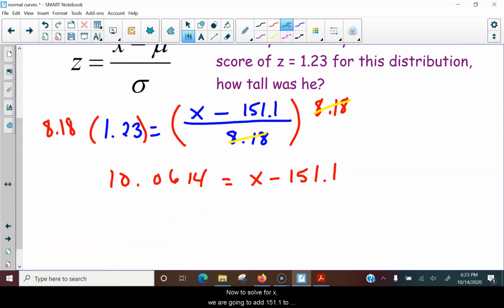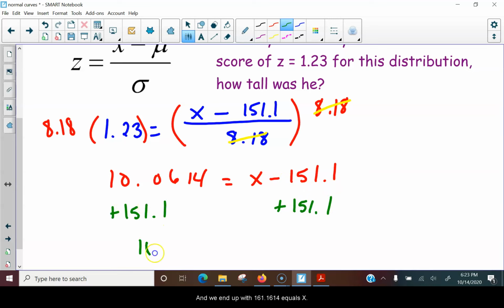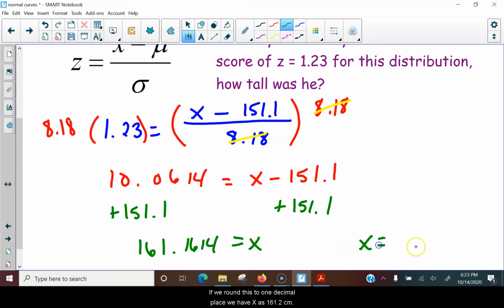Now to solve for x, we are going to add 151.1 to both sides. Right now it's x minus 151.1. To undo subtraction, we add that amount to both sides, and we end up with 161.1614 equals x. If we round this to one decimal place, we have x as 161.2 centimeters. So a 12-year-old boy in 1973 with a z-score of 1.23 would have been 161.2 centimeters tall.